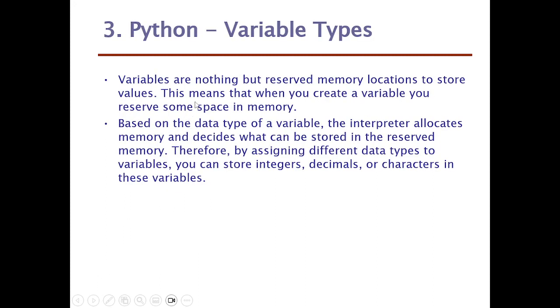So, Python variable types. Python variables are nothing but reserved memory locations to store values. This means that when you create a variable, you reserve some space in memory. Based on the data type of a variable, the interpreter allocates memory and decides what can be stored in the reserved memory. Therefore, by assigning different data types to variables, you can store integers, decimals, or characters in these variables. So in this example, okay.